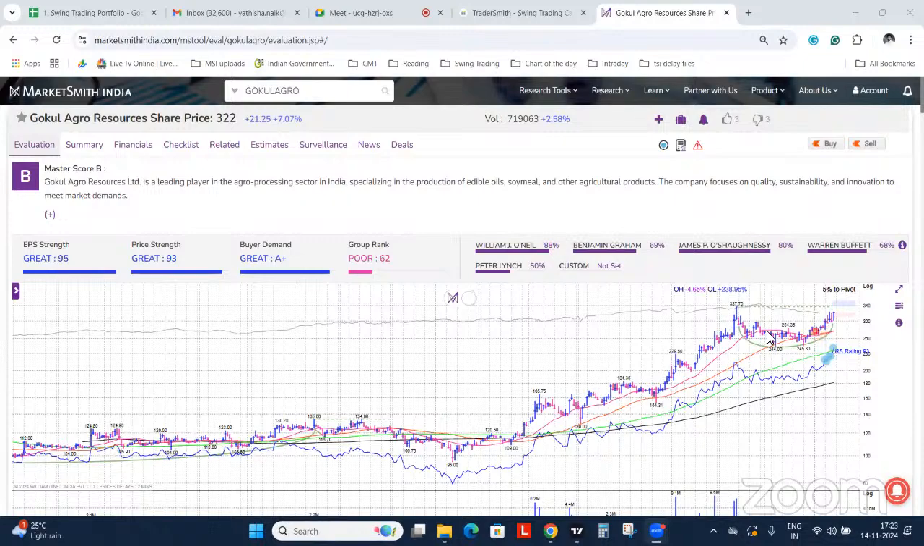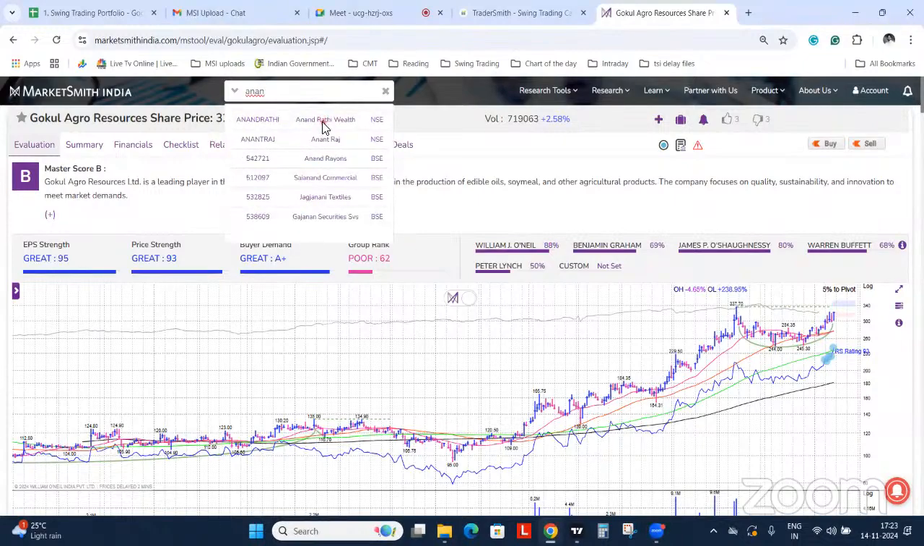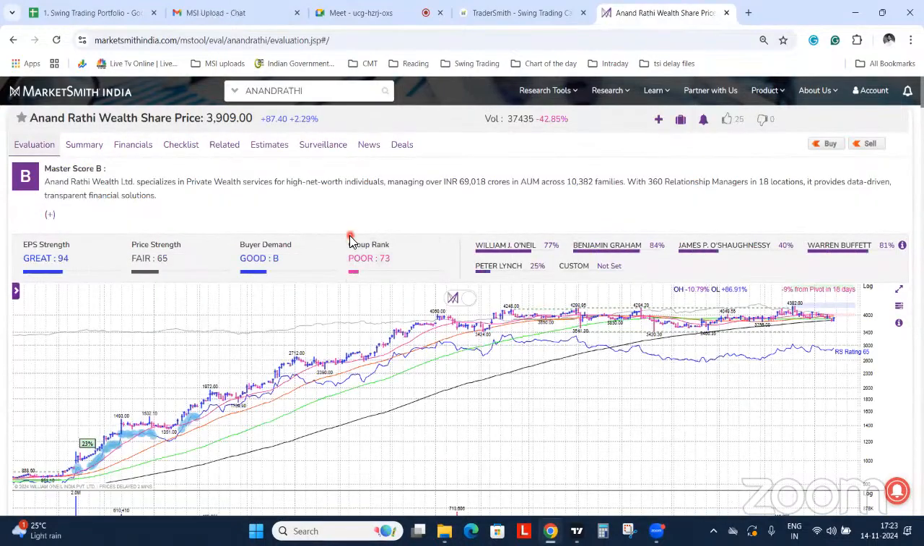Next one is Anand Rathi. It's in a sideways trend. To turn bullish from the current level, it must cross 4200 and give a breakout above 4200; only then will we consider it a valid breakout. Otherwise, sideways movement will continue with volatile moves in the broad range of 3600 on the downside and 4200 on the upside. In our opinion, it will remain traded sideways only.